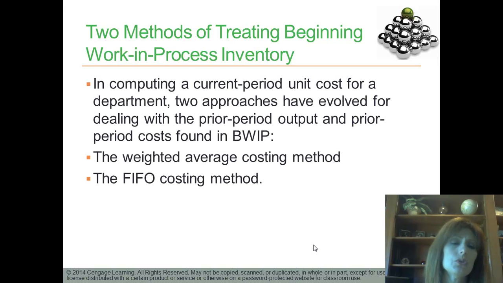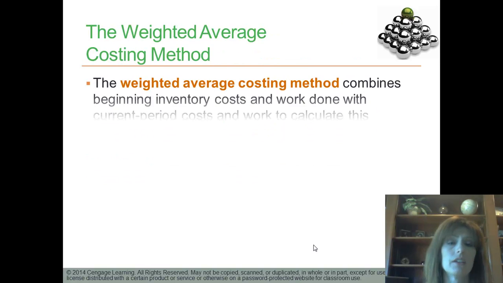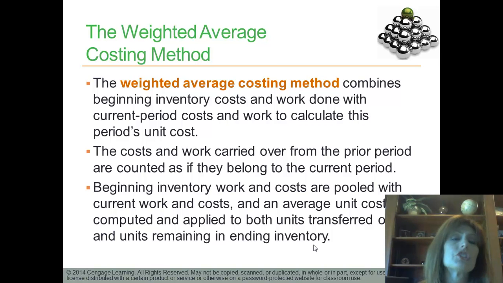So you'll see throughout your chapter a couple of different methods for how we treat the work in process inventory that's coming in. You'll notice we're only going to look at the weighted average costing method. For purposes of this class, we're not going to get into some of the more complicated ones like FIFO. It's something that you may never have to deal with. So we're just going to do the simpler method, which is most widely used, which is the weighted average costing method. The weighted average just combines all the costs that come in along with the cost done to calculate the unit cost.